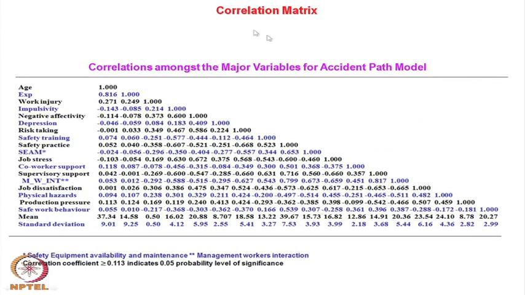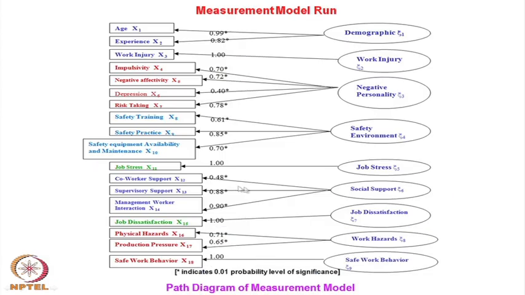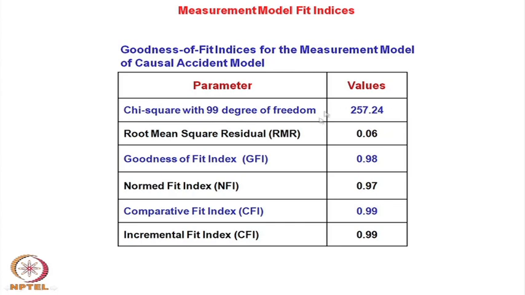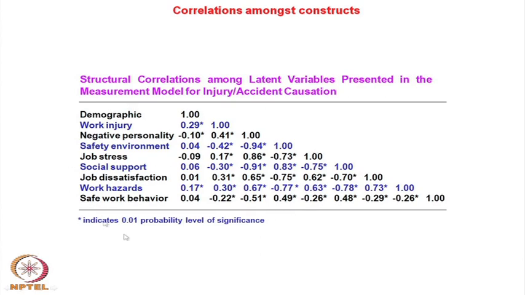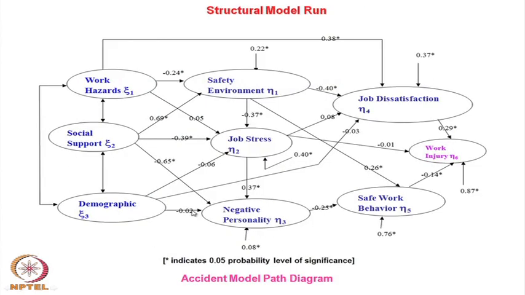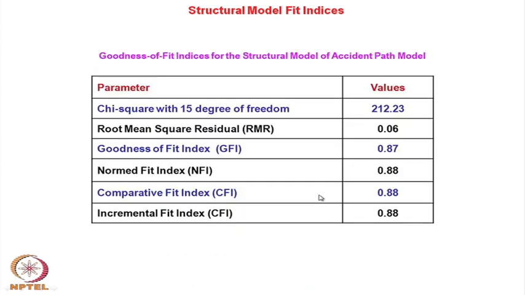Ultimately this is the observed correlation, this is the factor and measurement model, and these are the fit of the measurement model that I will discuss fully in the next class. Then the correlation among the constructs, your structural part, and these are the structural regression coefficients. Then you see whether the structural model fits or not. If your structural model fits, you go for interpreting the results.